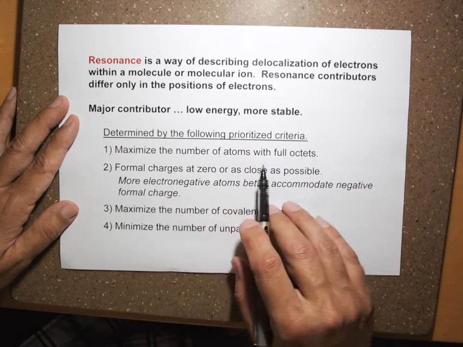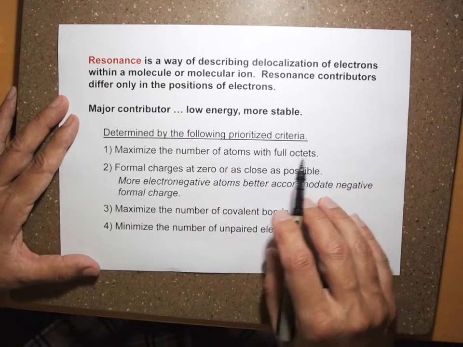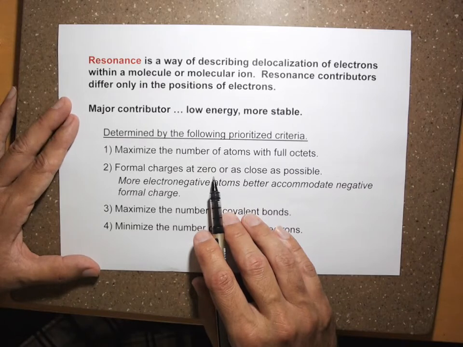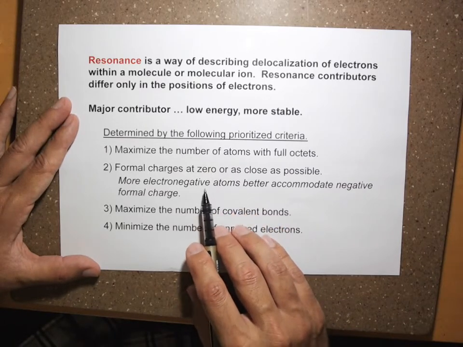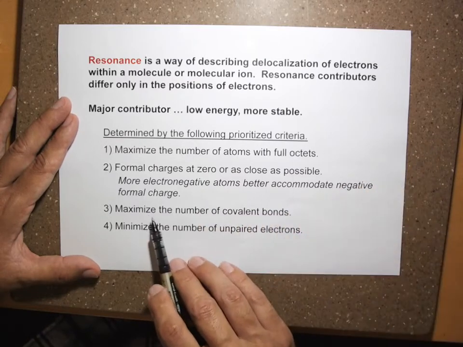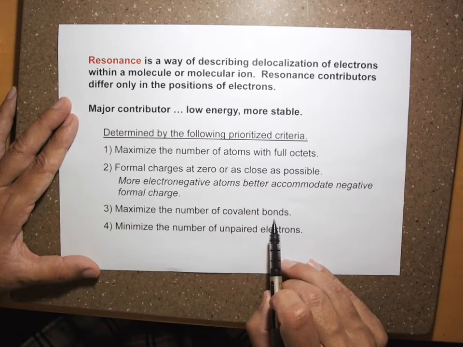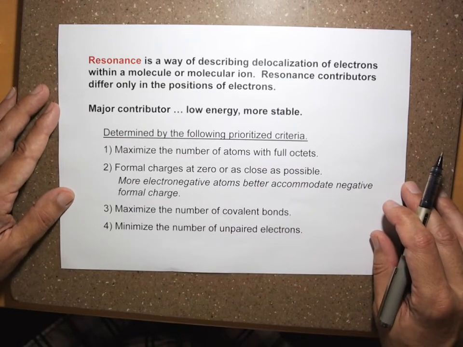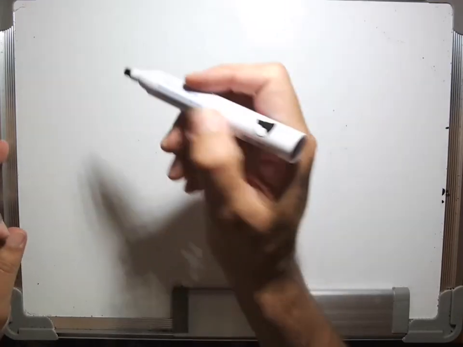We'll look to maximize the number of atoms with full octets. We'll want to have those formal charges as close to 0 as possible. When they cannot all be 0, we will want to assign negative formal charge to more electronegative atoms. We'll maximize the number of covalent bonds within our diagram, and we'll try to minimize the number of unpaired electrons. Let's apply those criteria and come up with a Lewis diagram for, let's try carbon dioxide.